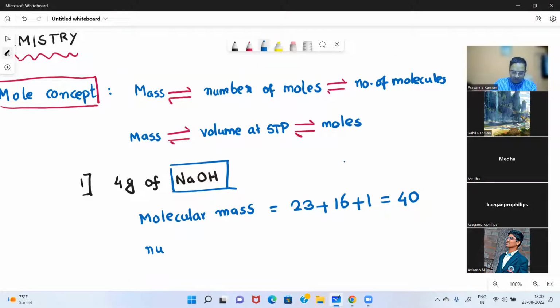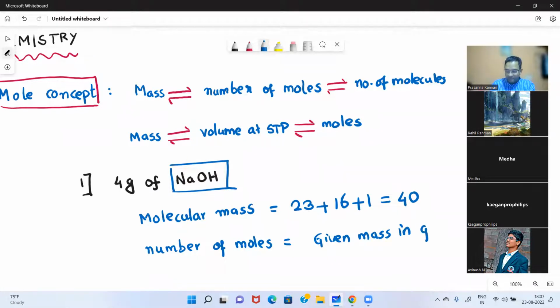Let's say we need to find out the number of moles. The number of moles is given by the given mass in grams divided by the molecular mass.